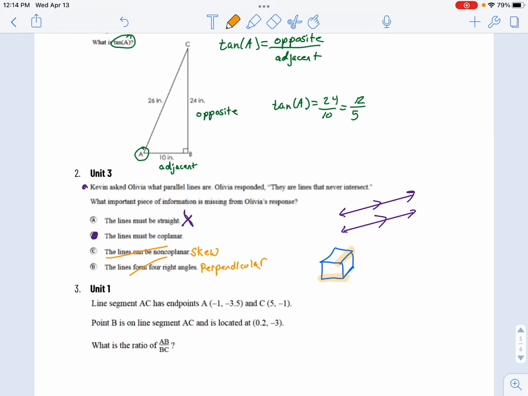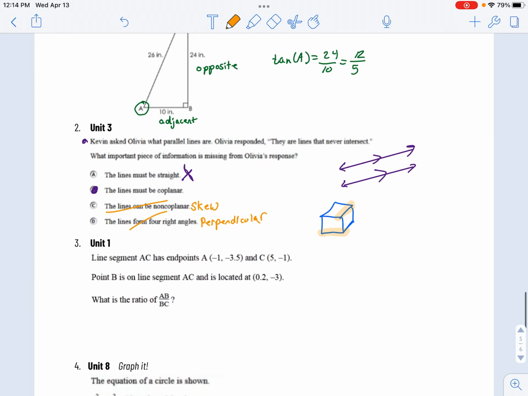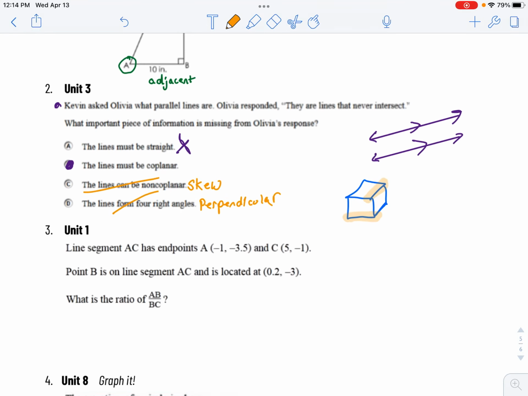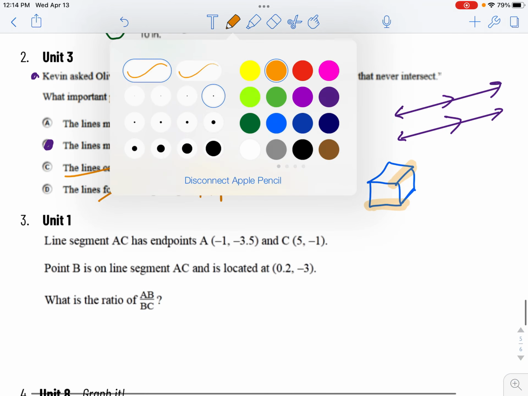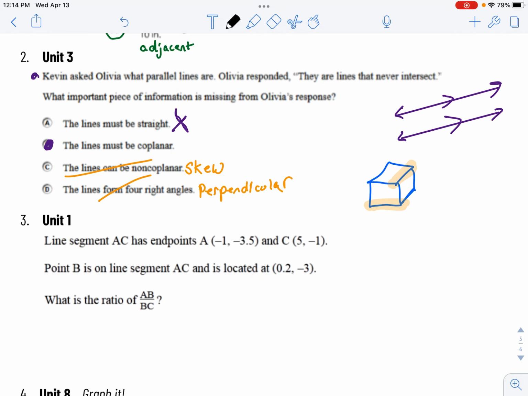Cool. Alright. Then in this one right here, line segment AC has endpoints A at -1, -3.5, and C at 5, -1. Point B is on line segment AC and located at 0.2, -3. What is the ratio of AB to BC? Well, we can just do one massive distance formula problem.